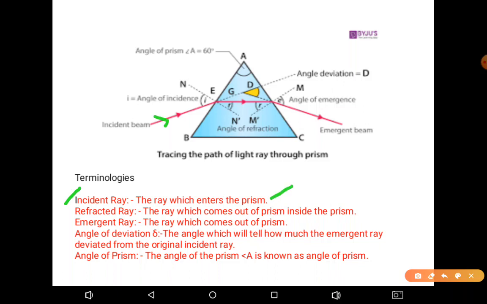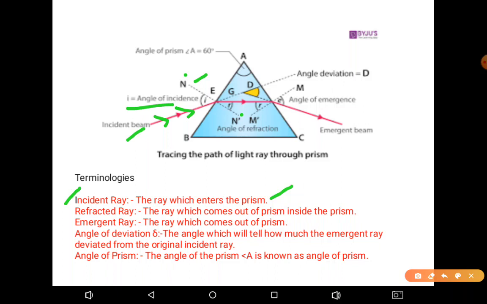This red line is entering into the prism at the edge AB. At the edge AB there is a normal N and dash, and the angle between this incident beam and this normal ray is known as the angle of incidence. Keep in your mind, the angle between the incident ray and the normal ray is the angle of incidence.